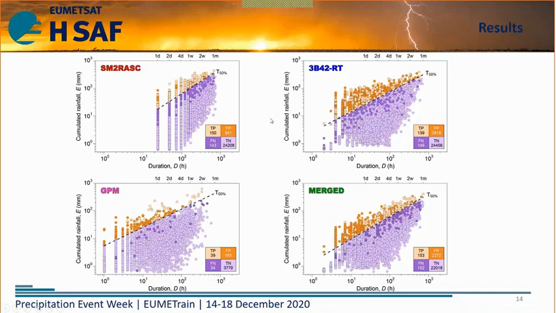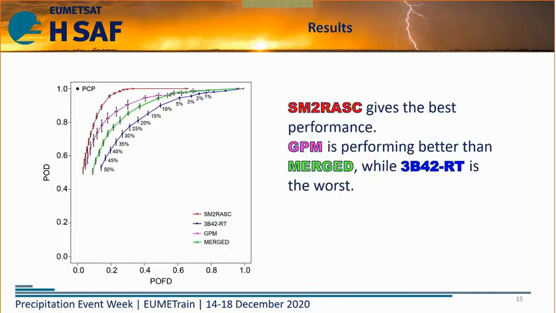These values allow us to estimate the ROC curve for each product, and we can say that the closer the curve is to this perfect classification point, the better the performance of the selected product. And here we estimated the probability of detection and the probability of false detection for each non-exceeding probability, as you can see here, and for each satellite rainfall product.